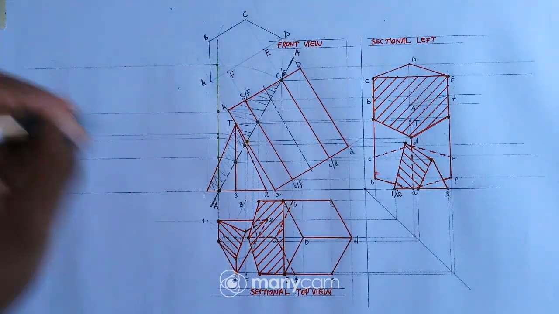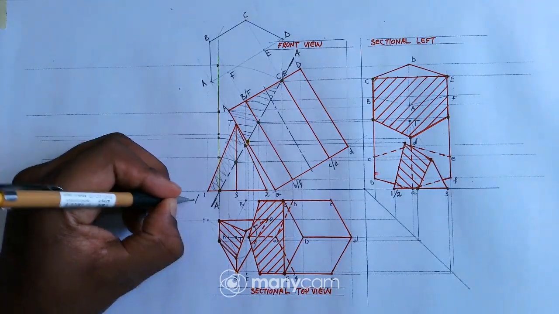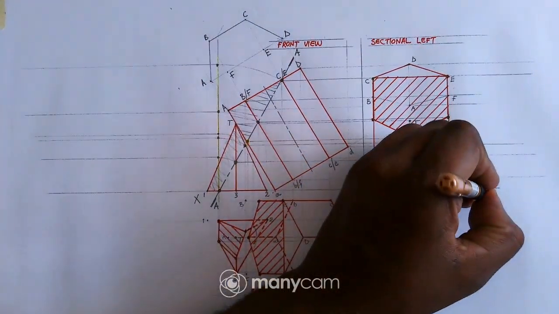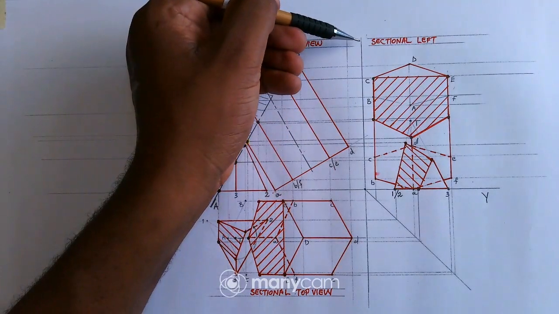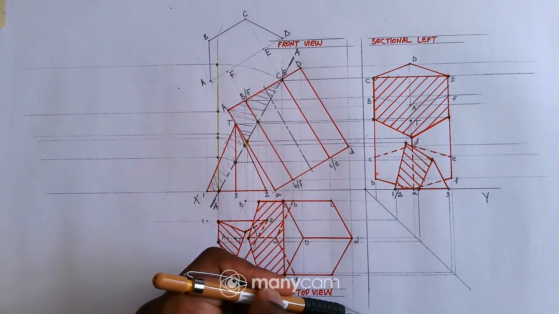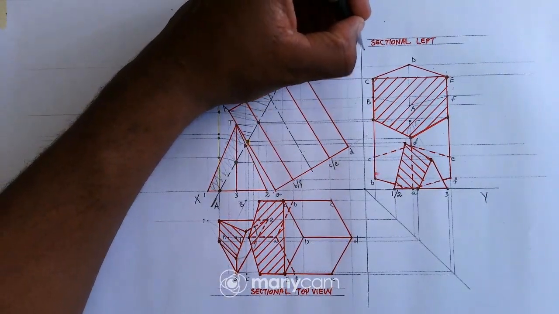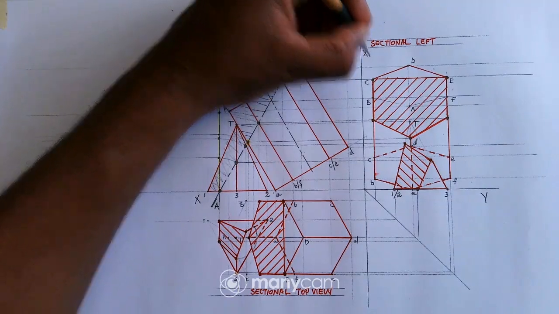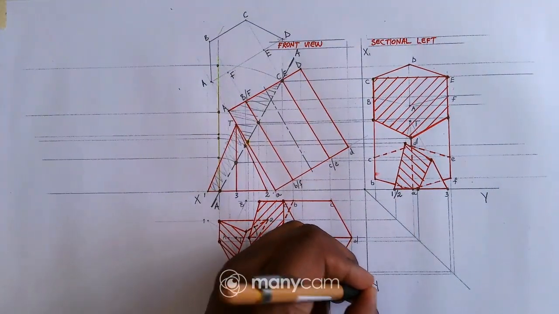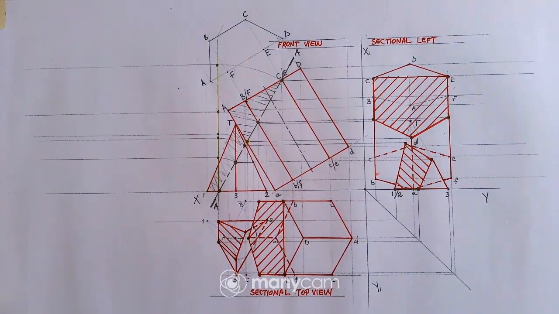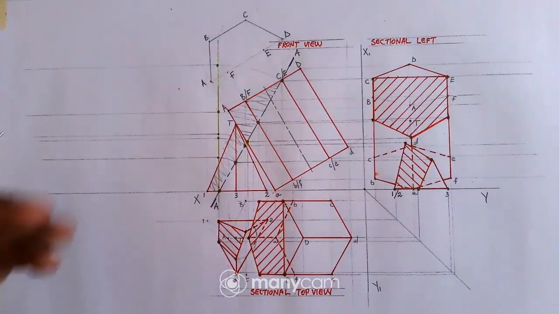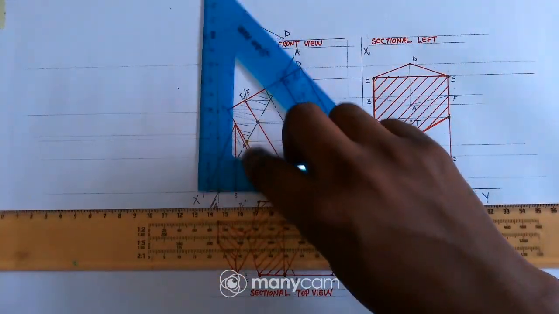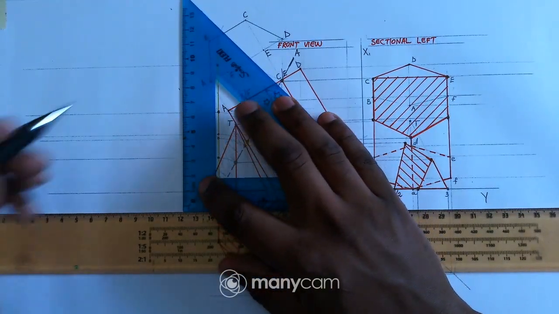line before I start with the true shape. So this is my XY line, okay, and then I added an XY line as well there. So this will be X1, Y1. Okay, so I have two XY lines. Okay, now I'll add the third one.